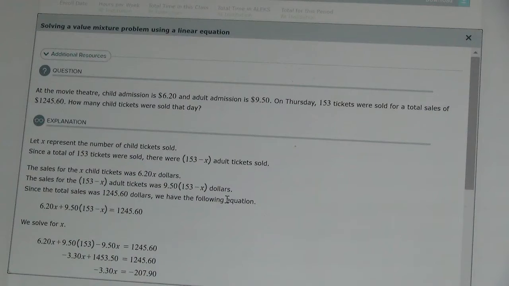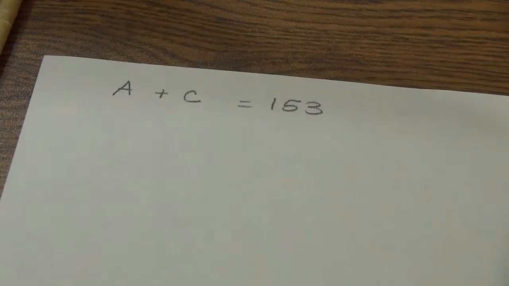Well, you actually need to know how many tickets were sold between both the children's tickets and the adult tickets. So one of your equations will be the total of the tickets. The other equation has to do with the money. So I'm going to go over here to my paper, and it told me that there were a total of 153 tickets. So one of my equations is going to be the adult tickets plus the children's tickets is 153 tickets. My other equation has to do with the money.